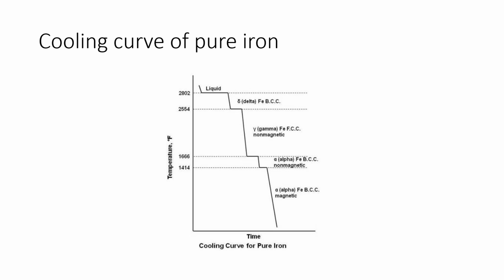The melting point of iron is 2802 degrees Fahrenheit. At this temperature the iron is in liquid form. Upon cooling the iron from the molten state, the iron solidifies below this temperature, and the atoms are rearranged with each other, and the molten form is converted to delta iron, body centered cubic.